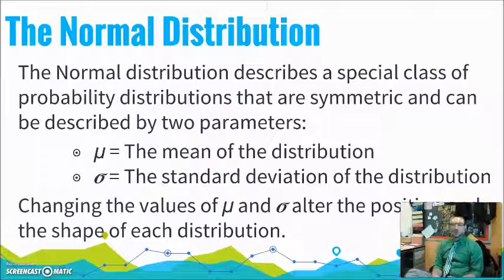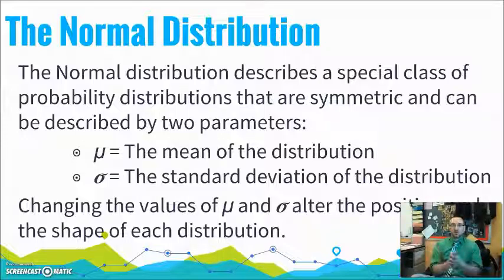Okay, the normal distribution, let's continue on talking about a definition here. The normal distribution describes a special class of probability distributions, so we're still under probability, that are symmetric and can be described by two parameters. We can describe these things as the mean and the standard deviation, right?